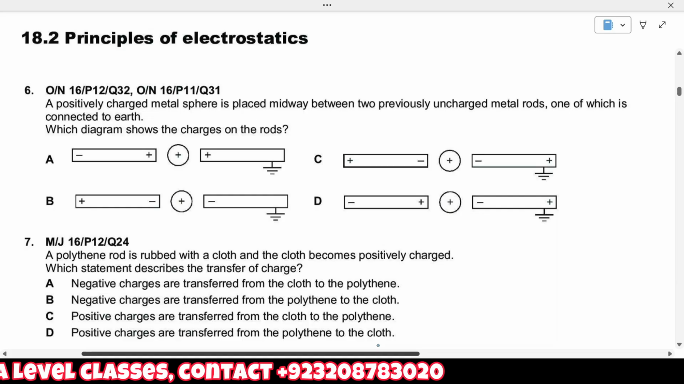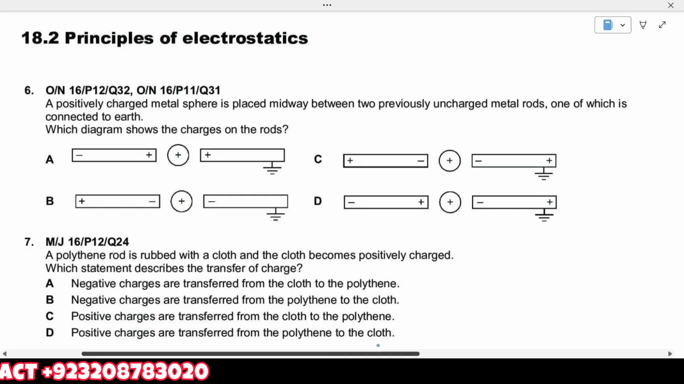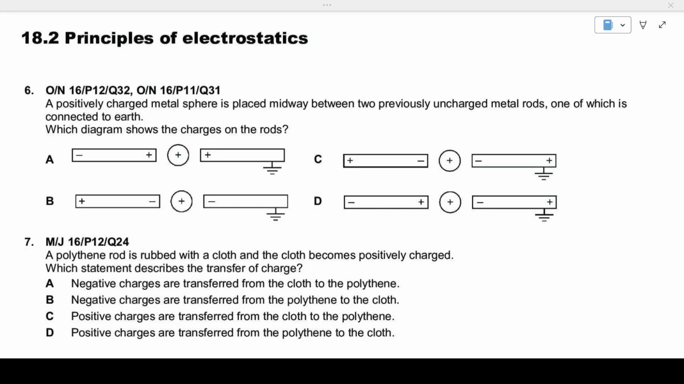A positively charged metal sphere is placed midway between two previously uncharged metal rods, one of which is connected to the earth. Which diagram shows the charges on the rod?